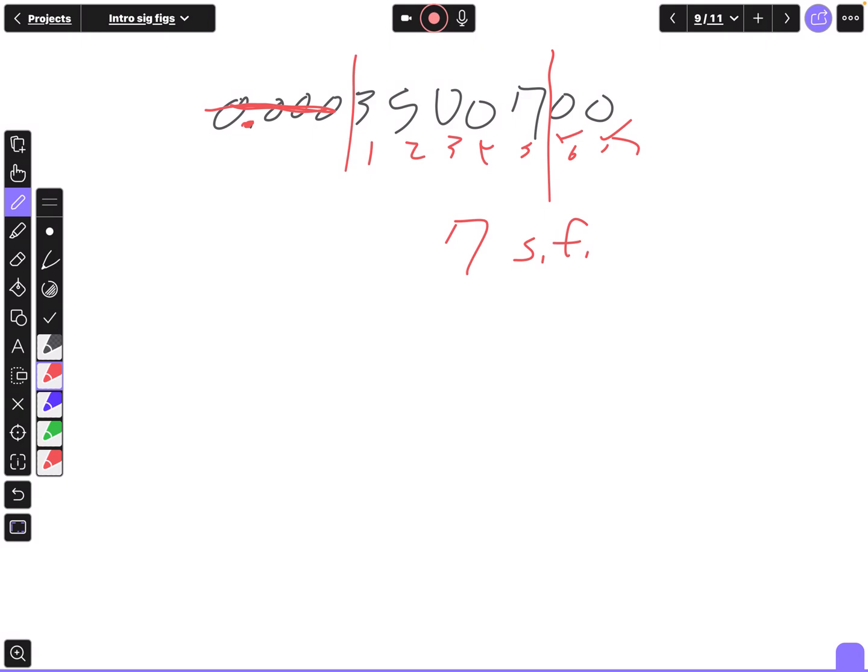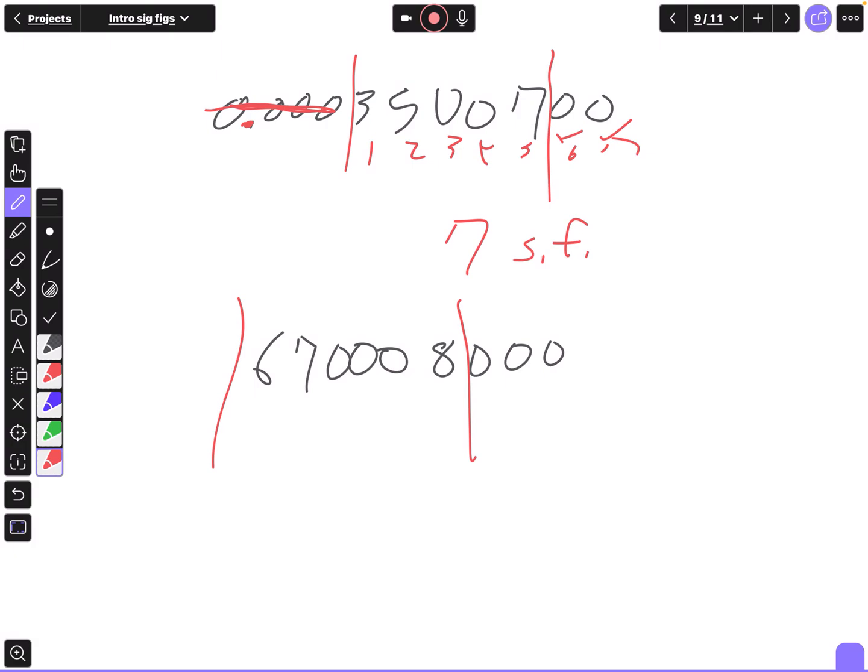And then if we look at one more, look at this number. I'm going to go in front of the first non-zero number, which is 6. I'm going to put a line after the last non-zero number, which is 8. And I know that everything in between those lines is significant. Those zeros between the red lines are significant because they are embedded zeros. The only ones I got to look at is the last 3 here.